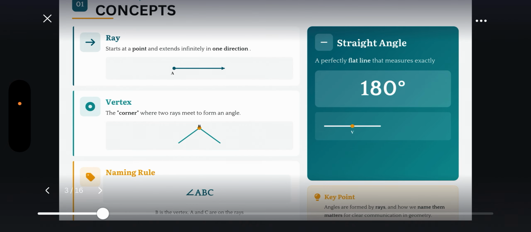So basically there are concepts: ray, vertex, and other types of concepts that you can name that relate to this lesson. A ray starts from one point and extends infinitely in one direction. A vertex is the corner where two rays meet. And basically the naming rule: B is the vertex and A and C are the rays. A straight angle is exactly 180 degrees. Angles are also formed by rays, and how we name them matters in geometry.